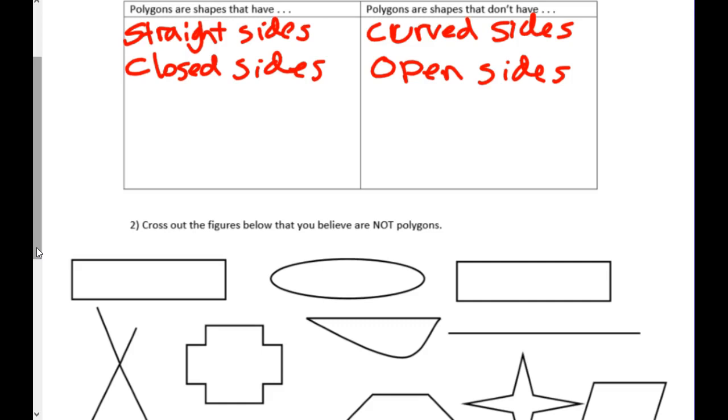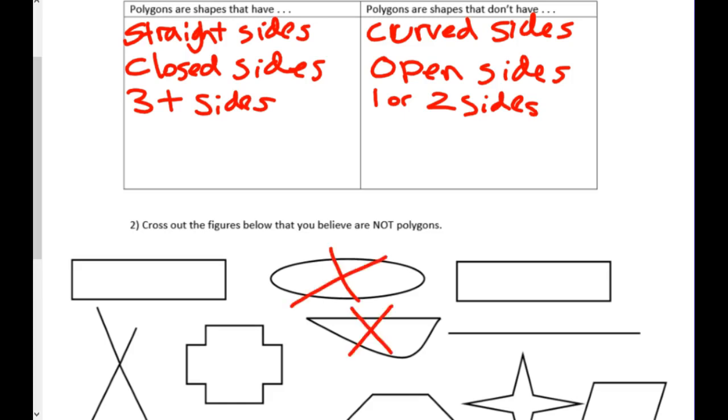So let's first look at straight sides. Which one of these do not have straight sides? Okay, so I see, oh sorry, I forgot to mention, up here, polygons have 3 plus sides, so you can't have a 2-sided polygon, you can't have a 1-sided polygon, it's got to be 3 or more. So a triangle, and then up from there. Okay, so add that to your little list of 3 sides, 1 or 2 sides.